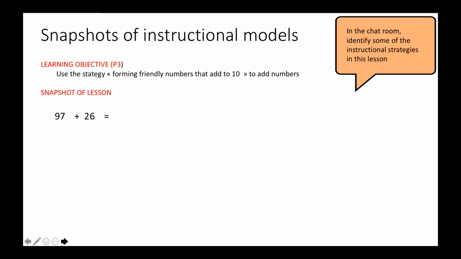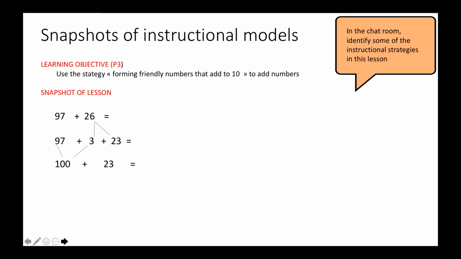So if this was a P3 class, I might start by putting on the board 97 plus 26 equals. And I might say, that's a really hard addition to do. So I'm going to make some changes to it. I'm going to change the 26 to 3 plus 23. And then I would ask the students, what have I changed? Can I do this? Is it going to change the answer? And we're going to talk about that.